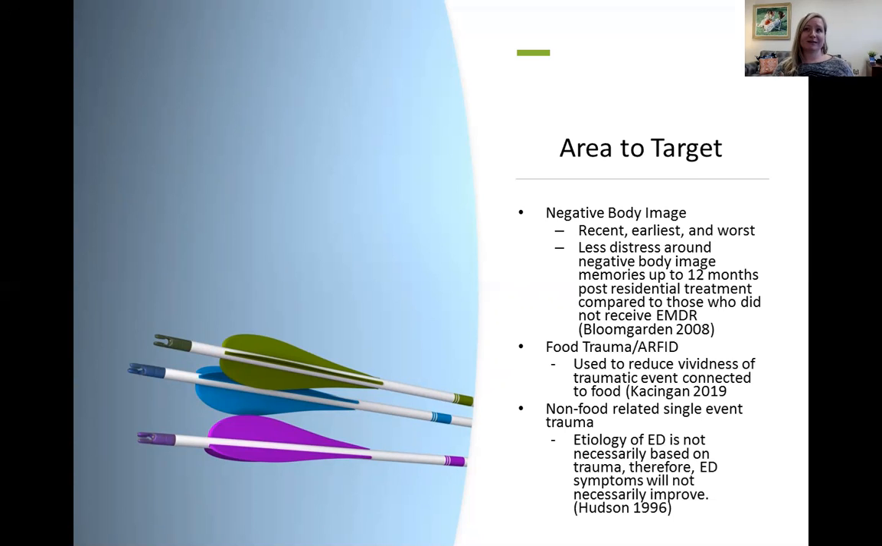So that could be a big trauma, but you can't necessarily say that trauma is the reason the eating disorder developed. So that trauma might be resolved. That doesn't necessarily mean the eating disorder will be resolved just because that trauma is. Whereas the food traumas and the body image are going to more directly impact eating disorder recovery as well.